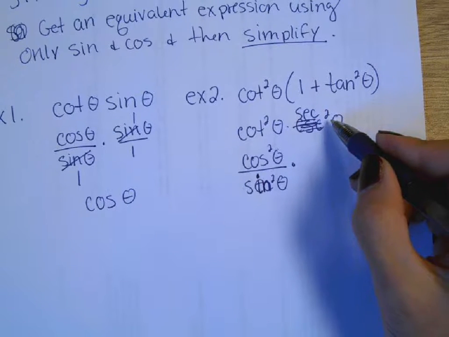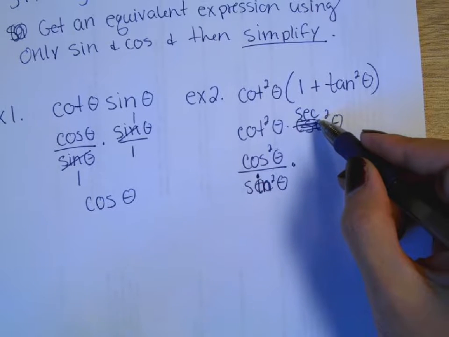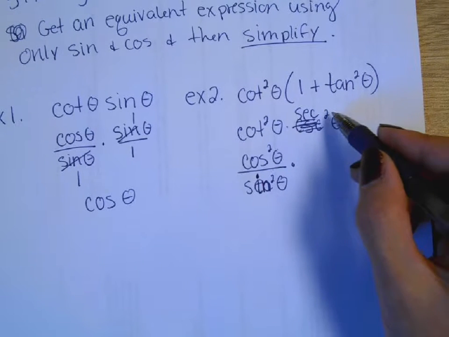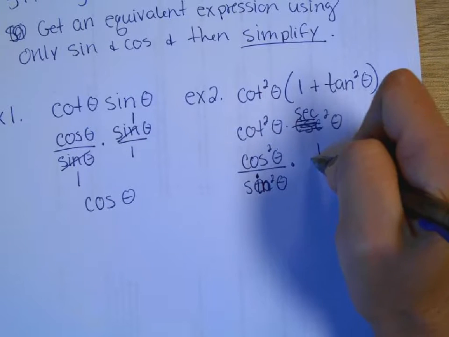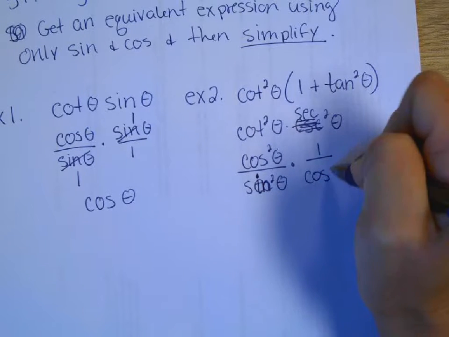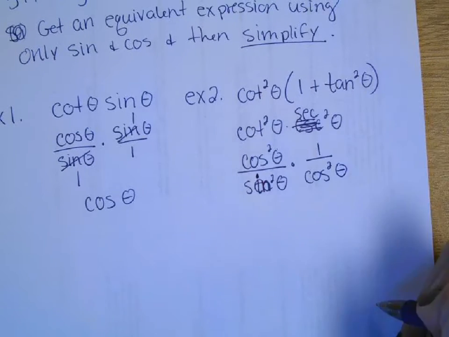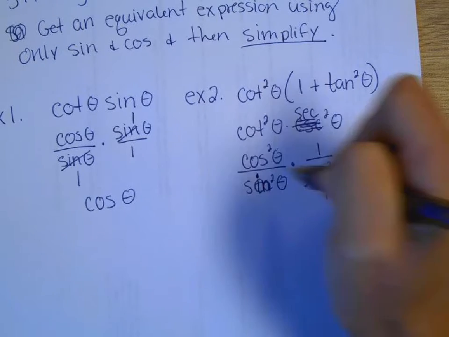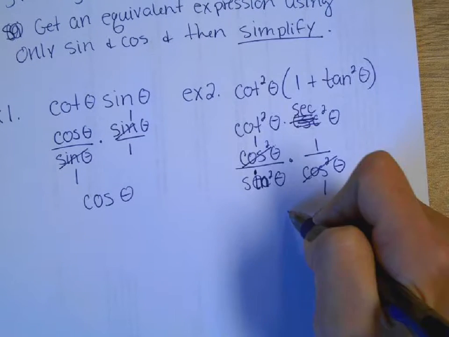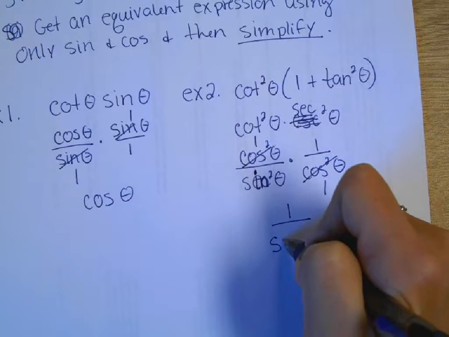So I've got secant squared. Guys, stay focused. Secant. How do you rewrite secant? 1 over cosine. So secant squared would be rewritten 1 over cosine squared. What cancels out? The cosine squareds are gone. What's left in their place when you cancel them out? Yep, I've got 1 over sine squared.